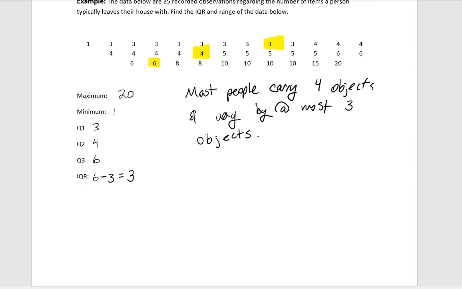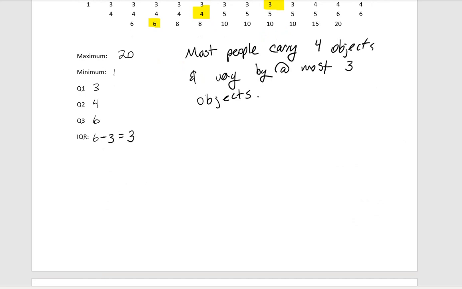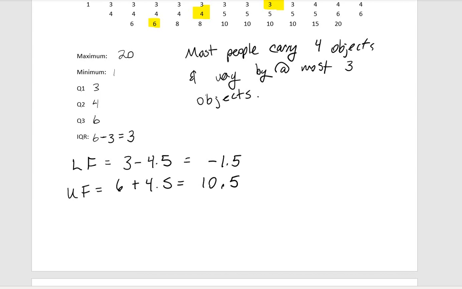All right, so we still need to find our lower fence and our upper fence. So our lower fence is going to be 3 minus 4.5. Remember, that 4.5 is 1.5 times the IQR. So we're going to get negative 1.5. And the upper fence is 6 plus 4.5, which is going to give us 10.5.